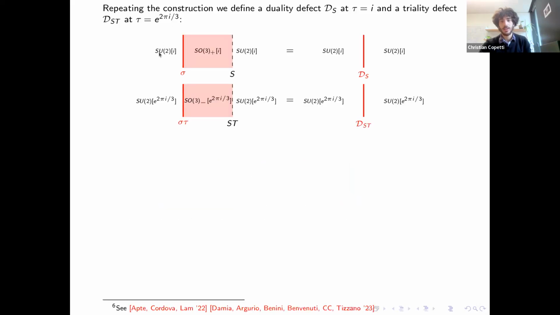And you do the same. So you gauge in our space, you go to SO(3)+ at tau equals i, and you use S, and then you shrink this, and you get a duality defect. Or you can gauge with this discrete torsion tau, you go to SO(3) minus, you do ST, and you go back. So this is just the same construction as in 2D, but now we have this small fact that we have to fix where we are in the conformal manifold. Okay.